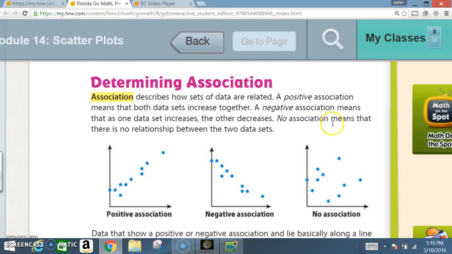No association means that there is no relationship between the two data sets. So if you look here, see how the data is spread all over the place? It's not going in any one direction. So we call that no association or no correlation.